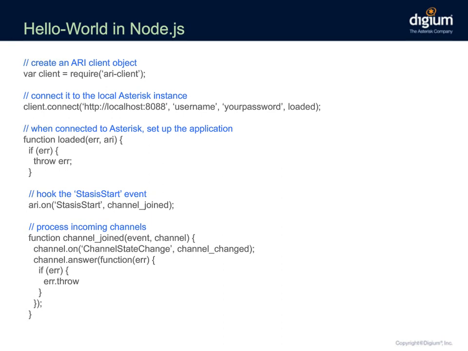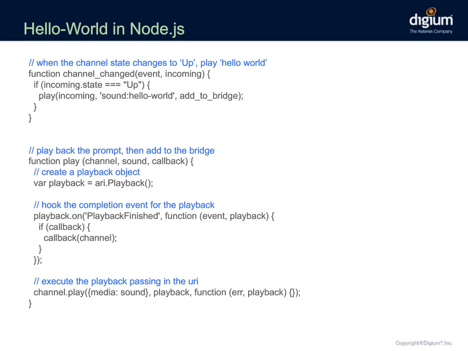So then we call the channel.answer method, and we pass in a callback function there, which just looks for an error. And if an error happens, then we throw it and we blow everything up. Typically, if everything's working right, though, that won't happen. What will happen is the channel changed event will get called when the channel changes its state. Remember, it starts out in ring.